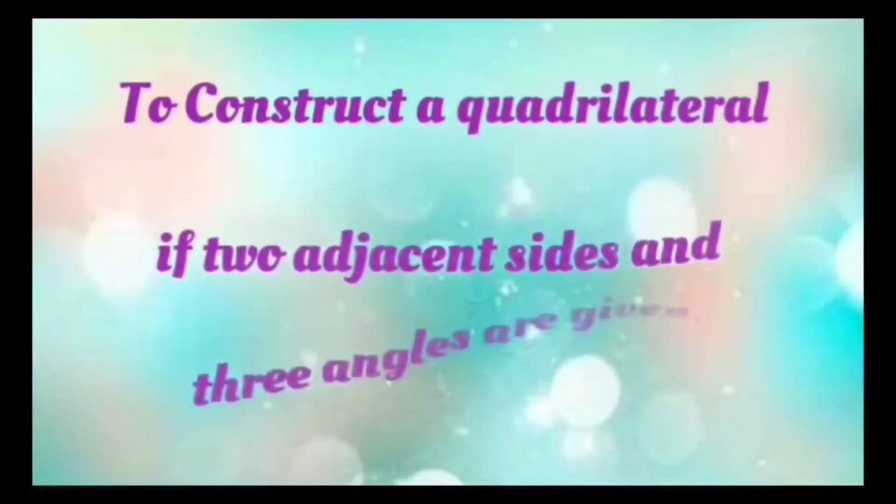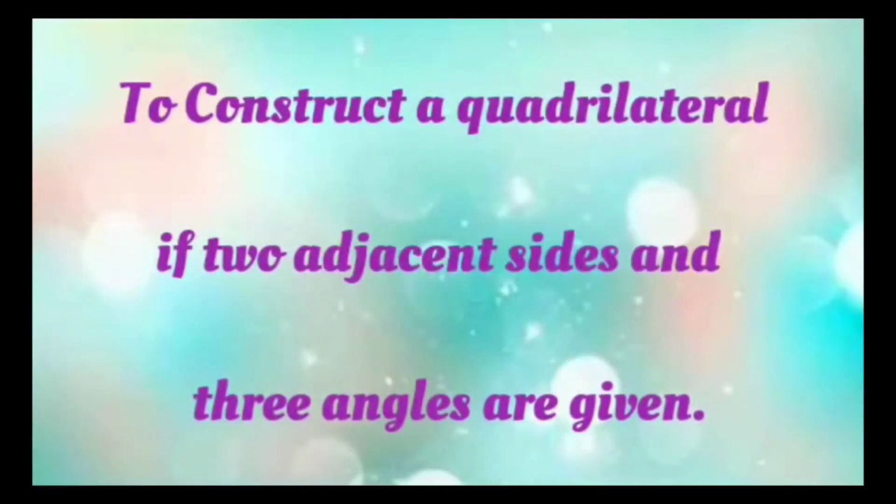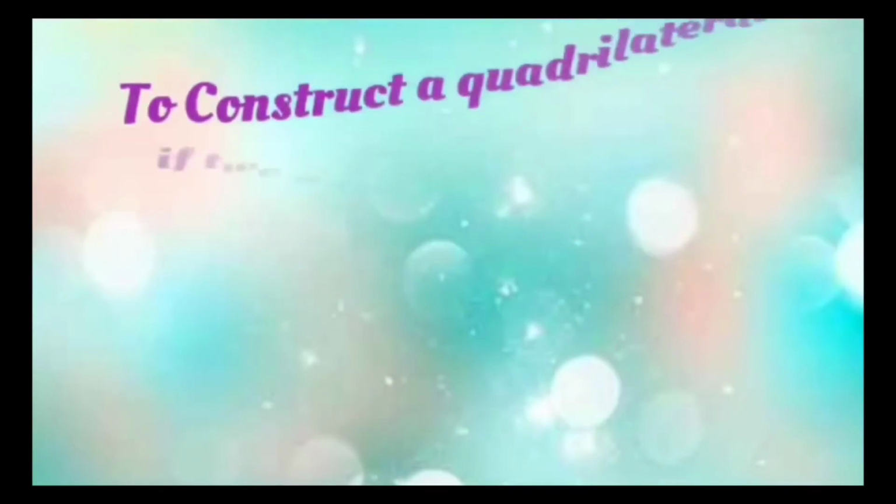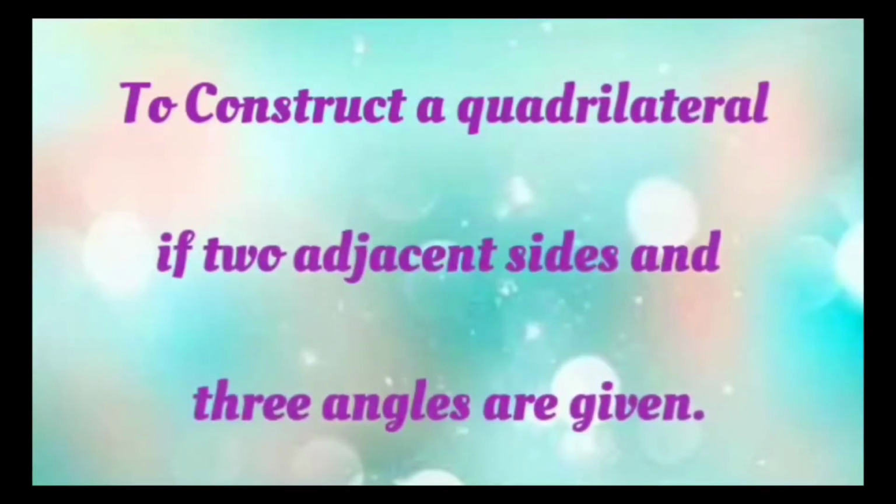Third type of construction, to construct a quadrilateral if 2 adjacent sides and 3 angles, total 5 elements are given. So let us see how to construct this third type of construction.